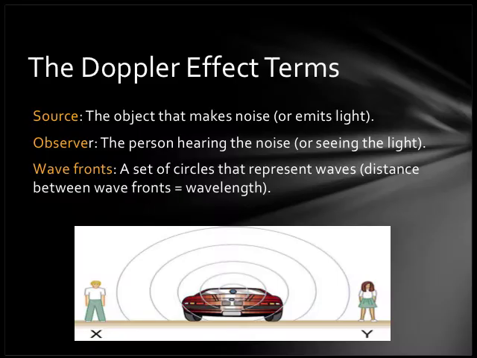So Doppler effect terms. You have to have a source, something that is actually making the noise. In the case down below, that's going to be the car. Or it could also be emitting a light, because both sound and light are types of waves. The observer is the person hearing the noise, so that could be person X or person Y.